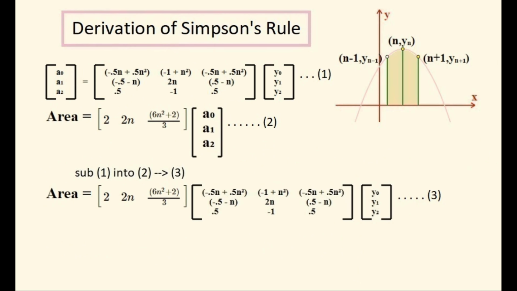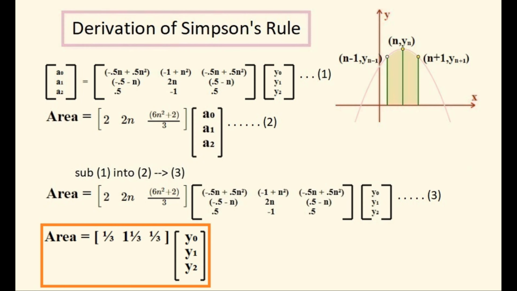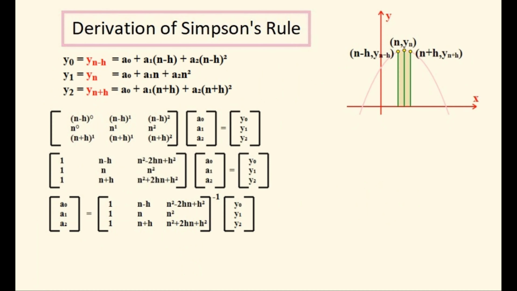And substituting the first equation into the second gives us this equation. So the area can be found only using the heights and not needing the coefficients. And simplifying this equation gives us this equation, which is Simpson's rule. And now to look at how to derive it more generally.